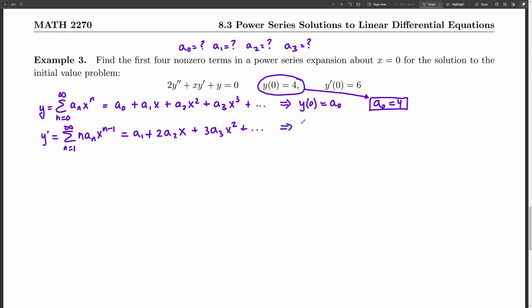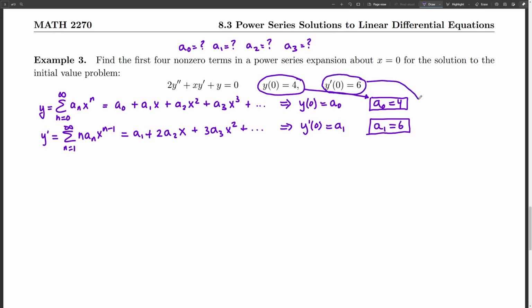But what we see now is that y prime of 0 equals a1. Because again, if we plug in 0, all the higher coefficients, a2, a3, a4, will cancel out because of the 0 for the x, and we're left with a1. So that tells us that a1 is equal to 6. And now we have two coefficients already.